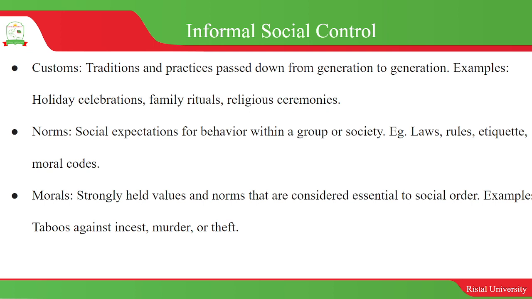Issues of inheritance, issues of how to install an heir. Those are customs. And then norms are social expectations for behavior within a particular group or society. What people expect you to be, how a particular society or group of people expect you to behave if you're living with them. So it can include issues to do with laws, rules, etiquette, and moral codes.